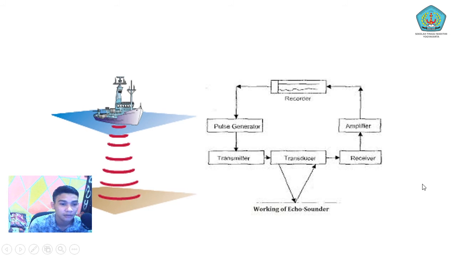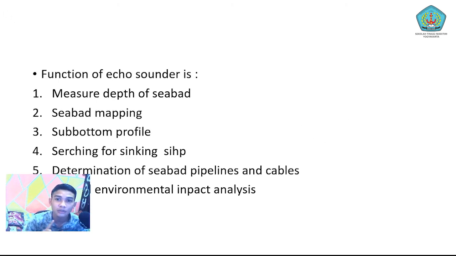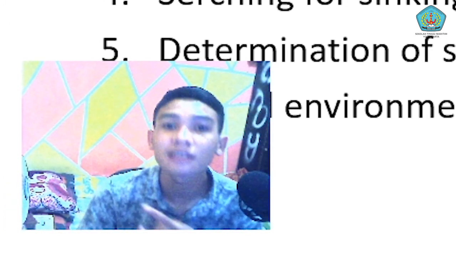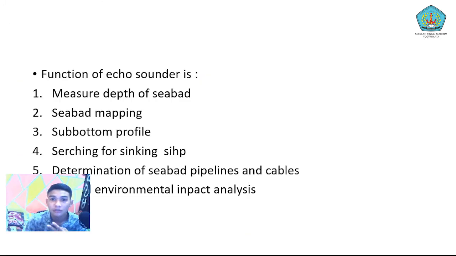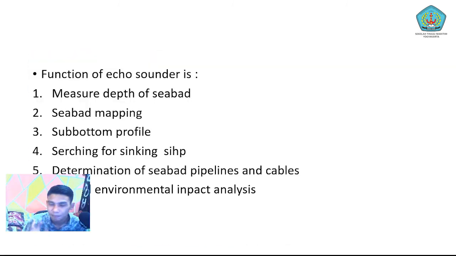Okay, next. What is the function of Echosounder? The functions of Echosounder are: first, measuring depth of seabed; second, seabed mapping; third, sub-bottom profile; fourth, searching for sunken ships; fifth, determination of pipelines and cables; sixth, seabed environmental impact analysis. That is the function of the Echosounder.